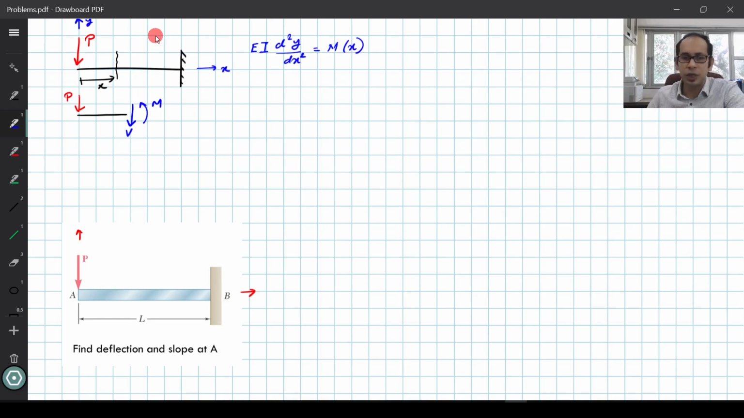Now here I'm mostly concerned with this moment, and I know that this distance is x. So from this one you will get the expression that M of x equals minus P times x. Now I am going to take this and plug it back over here, do the double integration. First find the expression for the slope, then find the expression for the deflection y. Let me go ahead and do that.